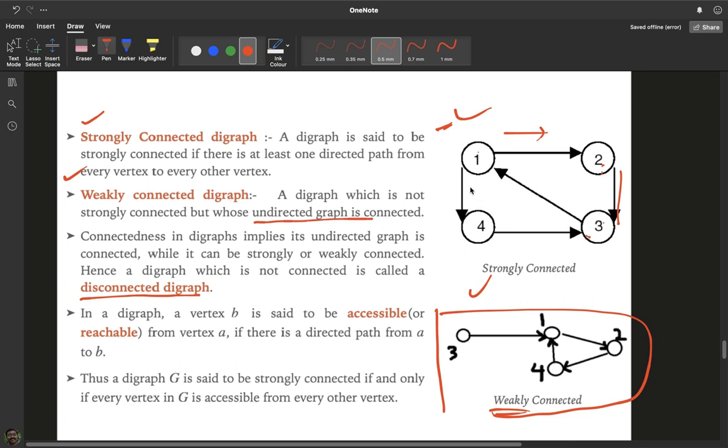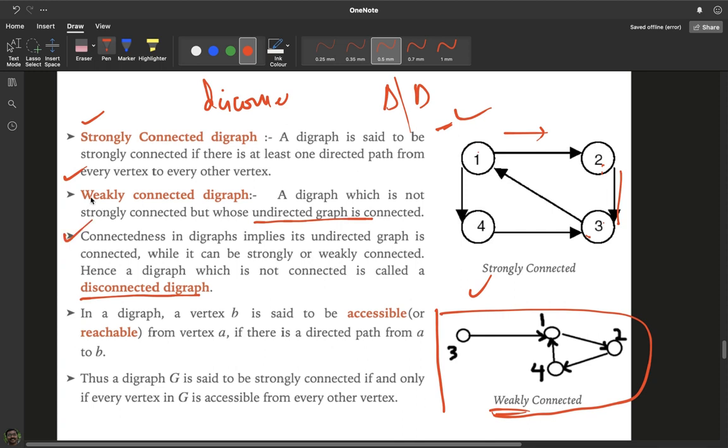So what do we mean by a disconnected digraph? It means the underlying undirected graph will also not be connected. That means there will be some components there. A disconnected digraph is basically a digraph which is neither strongly connected nor weakly connected. The underlying undirected graph will also not be connected, so it will be divided into several components. That's the meaning of a disconnected graph.